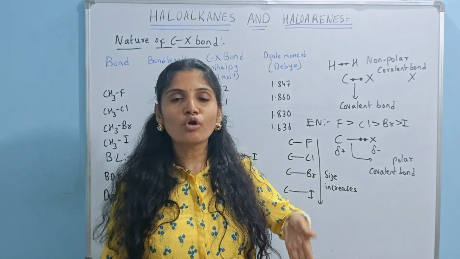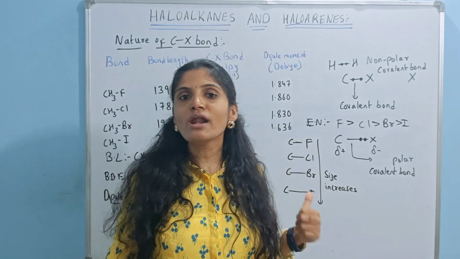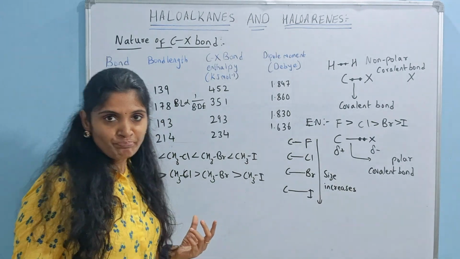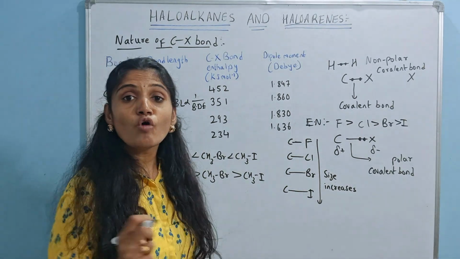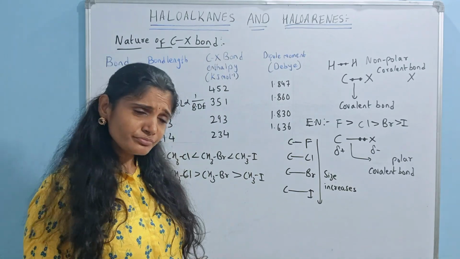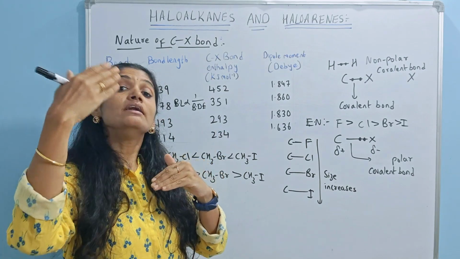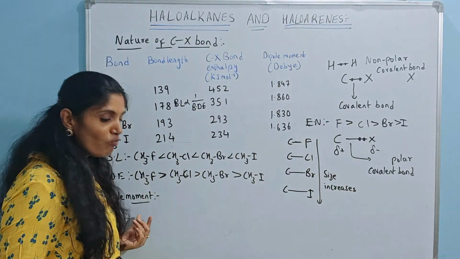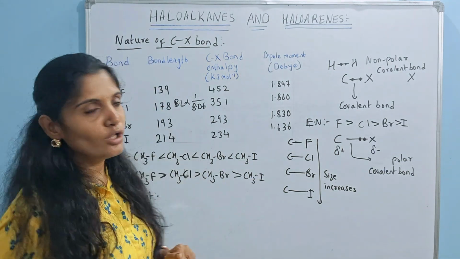When there is movement of electrons, to measure the movement of electrons, to measure the polarity, we have a term which is called dipole moment. Dipole moment reflects the polarity of the molecule. Dipole moment is a measure of polarity of any particular bond or any particular molecule. Together, the dipole moments of all the bonds will give the total dipole moment of the molecule. So what does dipole moment indicate? Dipole moment talks about the polarity of the molecule or polarity of the bonds.